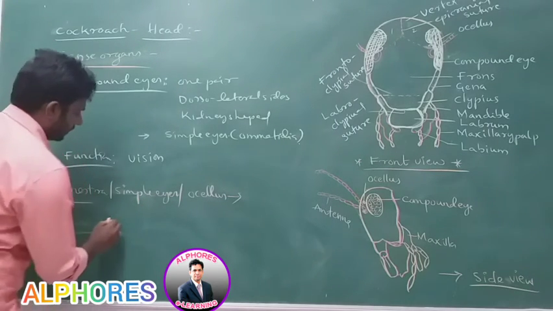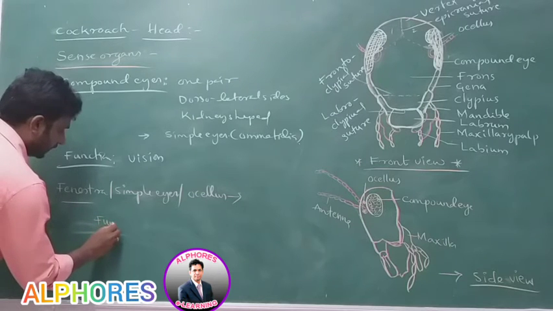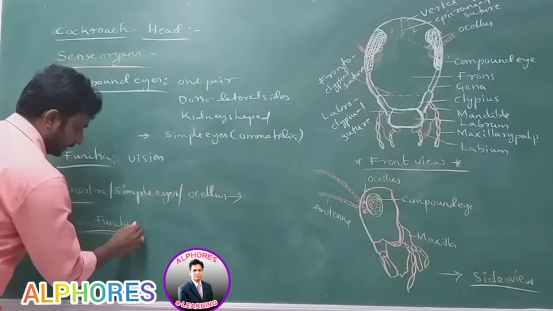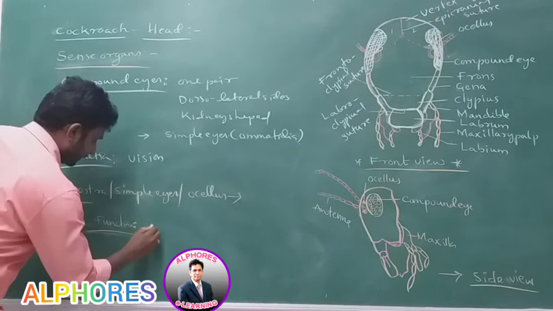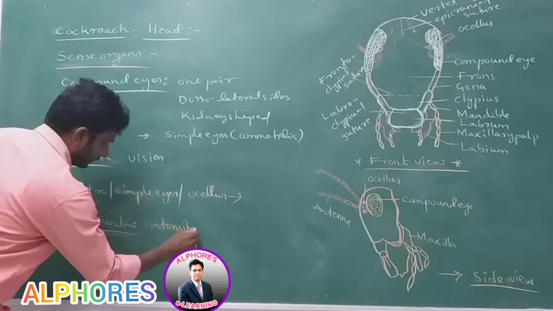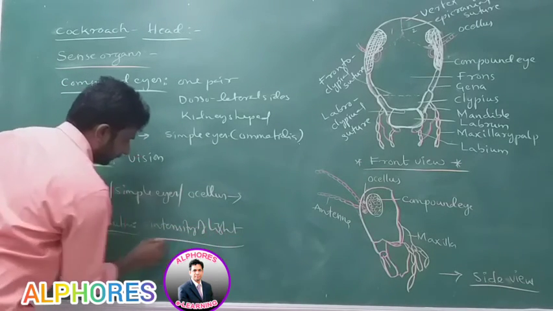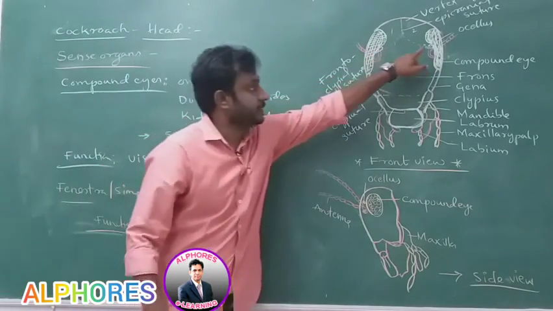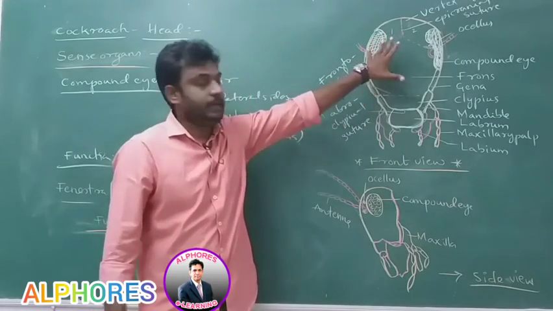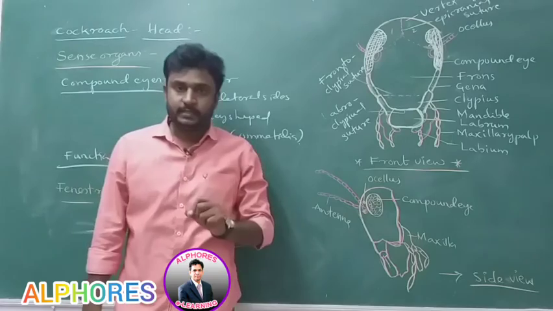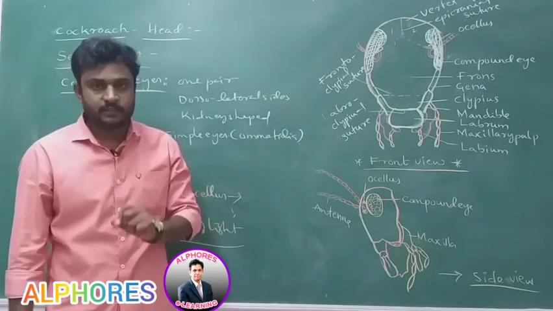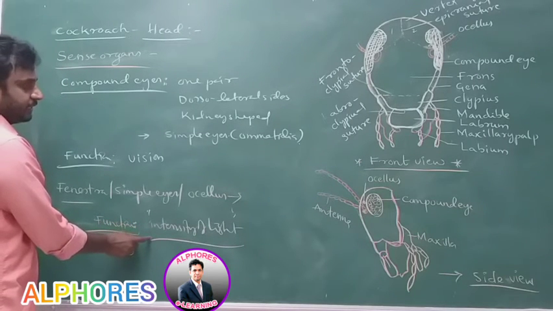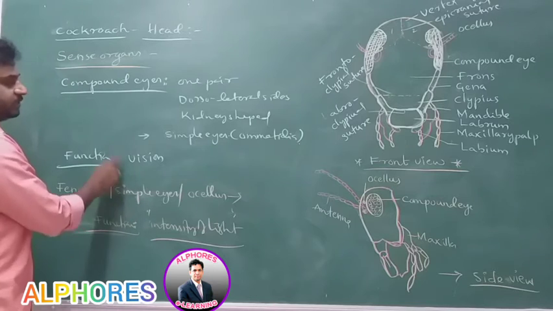Fenestra are not useful in vision. So, what is the function of fenestra? Fenestra identify the changes in the intensity of light. If the intensity of light changes, that can be recognized by the fenestra, the simple eyes, only. Compound eyes are useful for vision. Simple eyes are not involved in vision. They identify the changes in the intensity of light only.